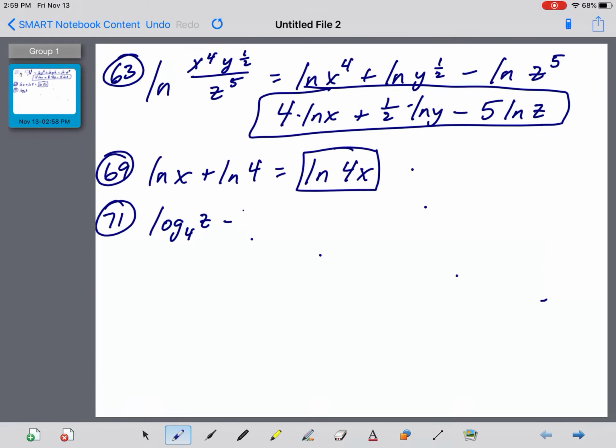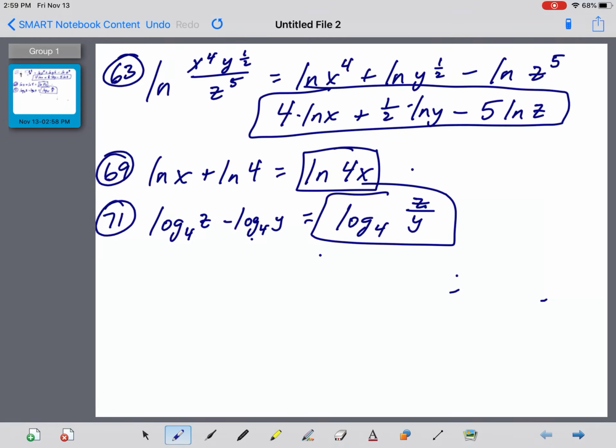Log base 4 of z minus log base 4 of y. So that's subtraction, so it's going to come back together as division. So that's going to be log base 4 of z over y. And that's it.